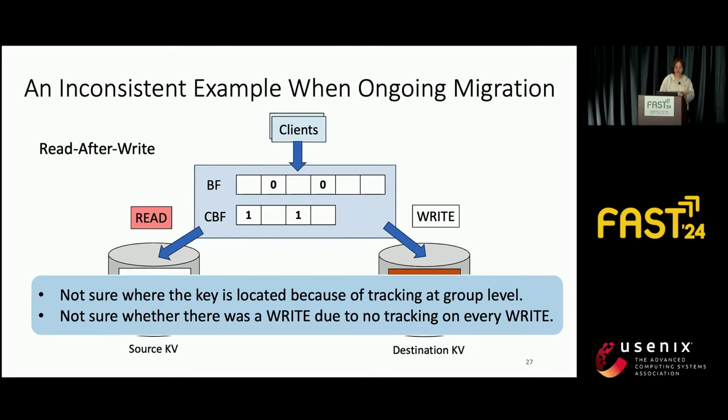During the ongoing migration period, the switch is unsure where the accessed key is located because it only tracks at the group level, not the key level. And it's also unsure whether there was a write before, because the switch resources are limited and it cannot track every write.